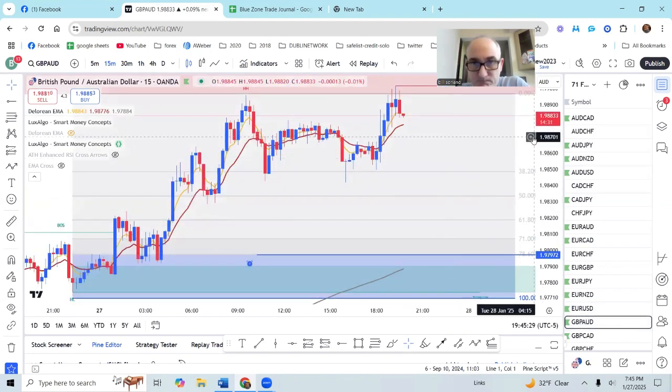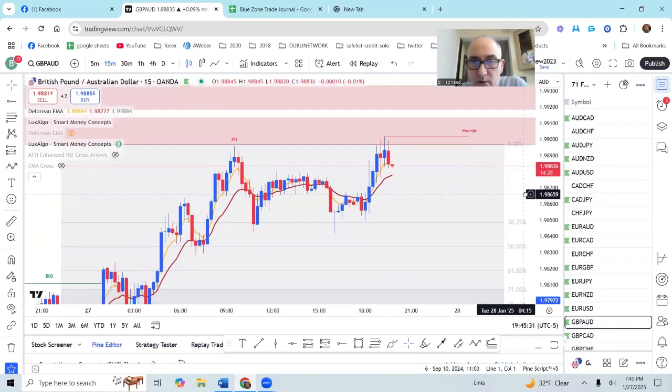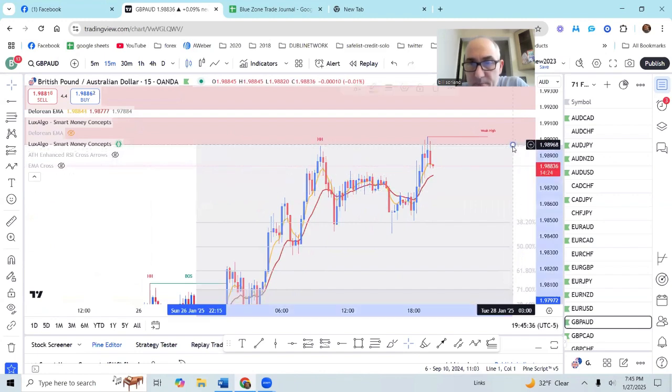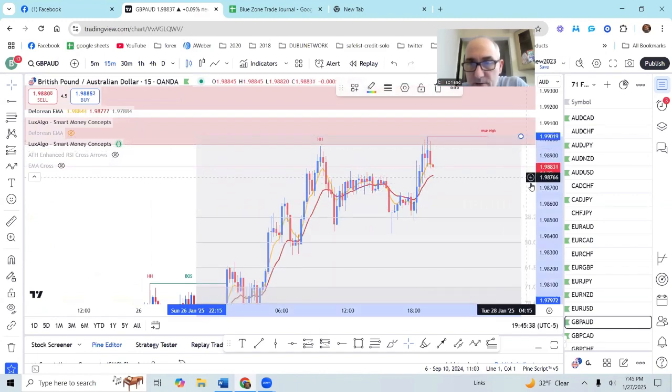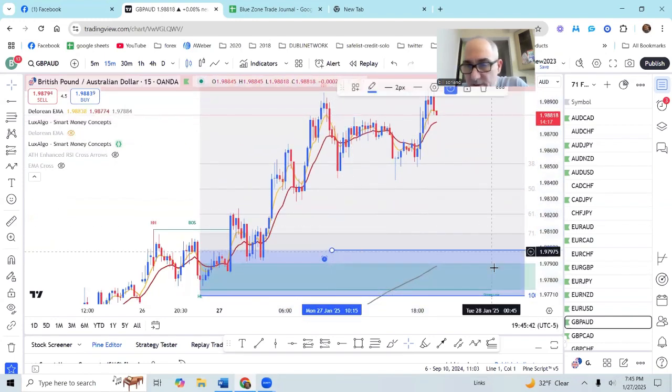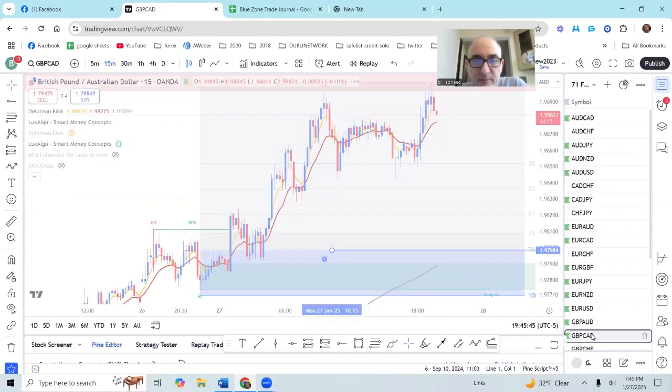GBP/AUD, right? So this one here, it looks like price has moved up a little bit more. So we'll just adjust our fib zone and adjust our alert a little bit there.